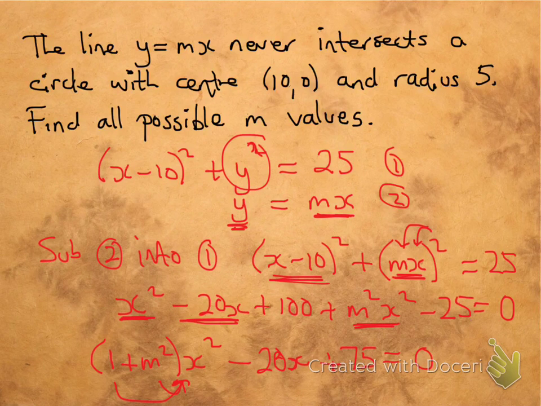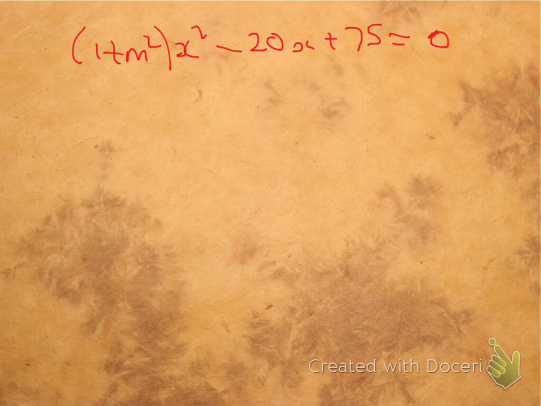So it's (1 plus m squared) x squared minus 20x plus 75 equals 0. Now, we are told that there are no points of intersection. This is the equation which tells me where the points of intersection are. So if there are no points of intersection, there are no solutions to this equation. Now this is where it brings in the next part of the topic. So if there's no solutions to what is here a quadratic equation because of the x squared, that means the discriminant of this thing must be less than 0.